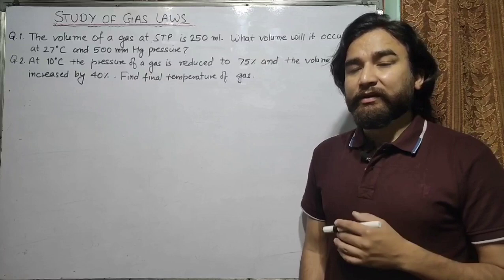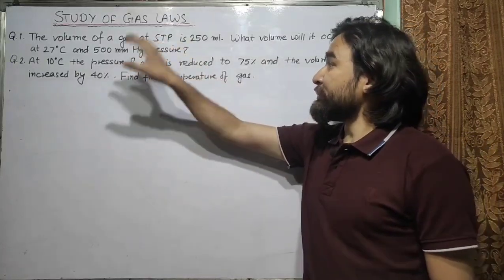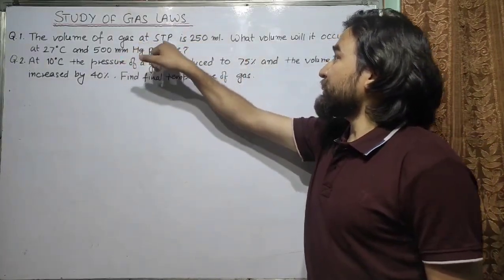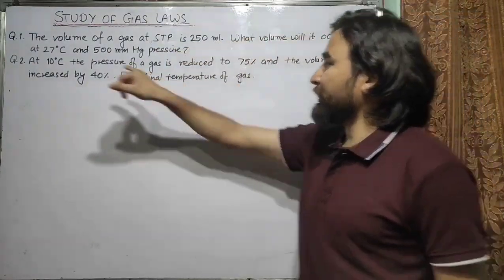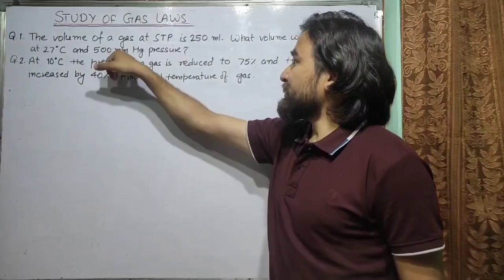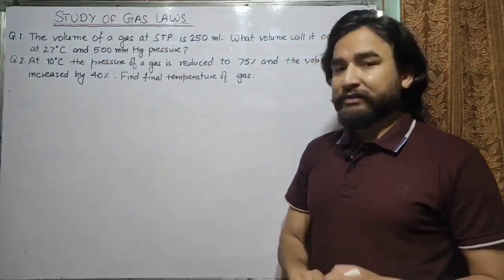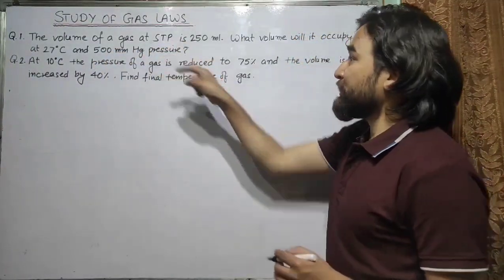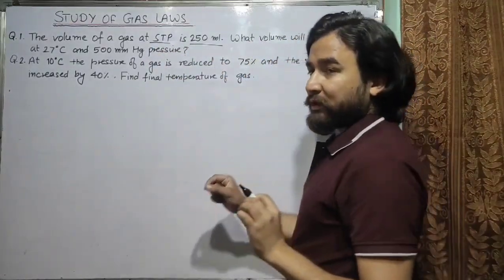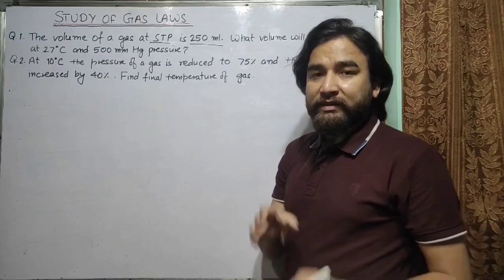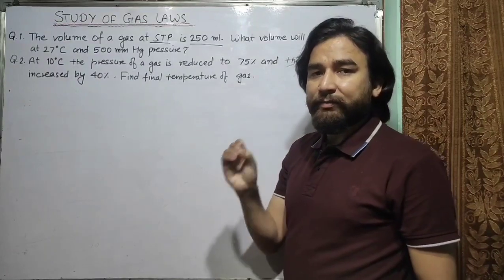Now let's see some numerical problems. The first question says that the volume of a gas at STP is 250 ml. What volume will it occupy at 27 degrees Celsius and 500 mm Hg pressure? So the first condition is STP and the volume is 250 ml. I have already told you STP means standard temperature and pressure.